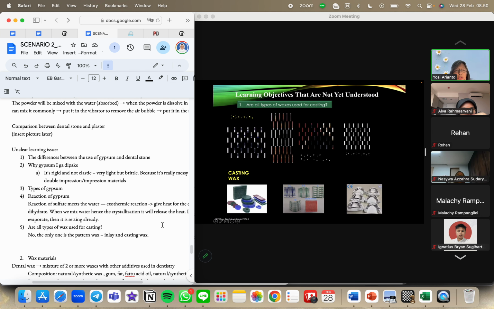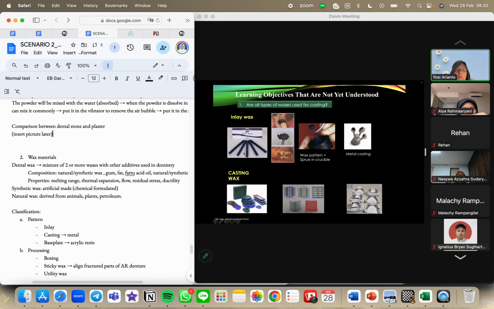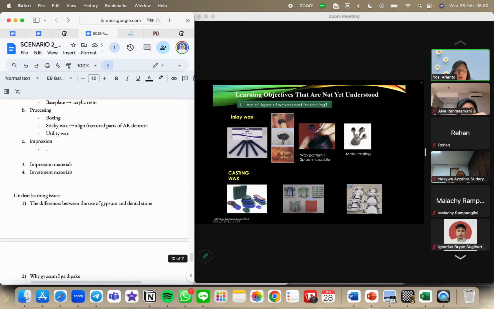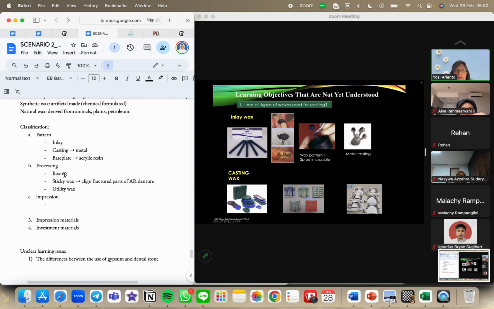And also we can use the inlay wax. Yeah, this one is the inlay wax, if we would like to make a crown, inlay, onlay, like this one. Yeah, this is an inlay. Like this one, we make with inlay wax. Then the wax pattern, we use it with the sprue, like this, and the crucible for the casting technique. Yeah, and this is the metal casting.